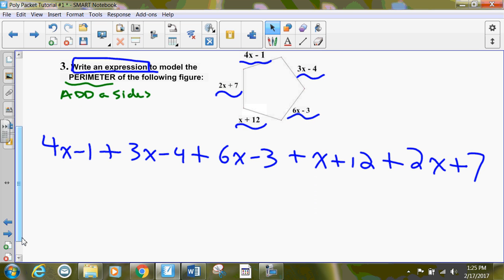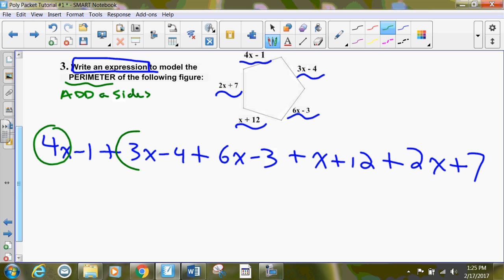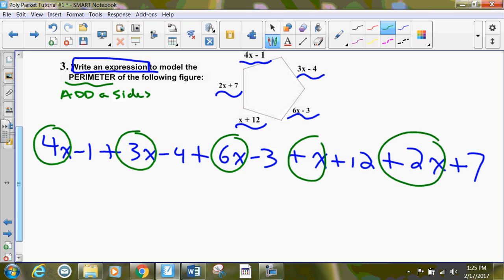Let's combine the terms that have an x. So we'll have 4x plus 3x. Let's see, let's keep track. That'll be 7x plus a 6x. It's going to be 13x plus another x, 14x, 15, 16x. All right, so we have 16x there.